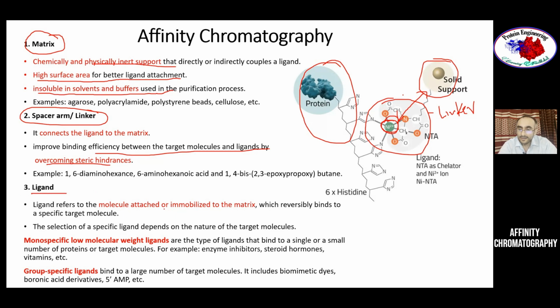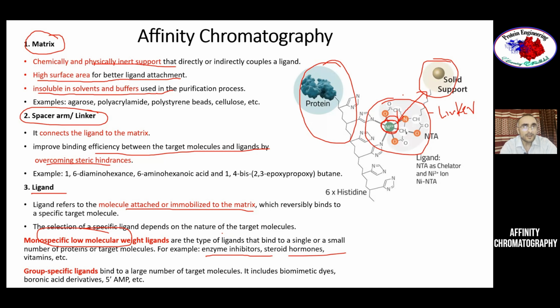The ligand refers to the molecule attached or immobilized to the matrix, which reversibly binds to a specific target. This ligand could be a metal ion if you are using metal affinity chromatography. It could be an antibody if you are using immunoaffinity chromatography, and so on. This ligand varies depending on what kind of analytes you want to purify. In fact, the ligand could be of two types. The monospecific low molecular weight ligand. Monospecific means highly specific, for example, enzyme inhibitors or steroid hormones.